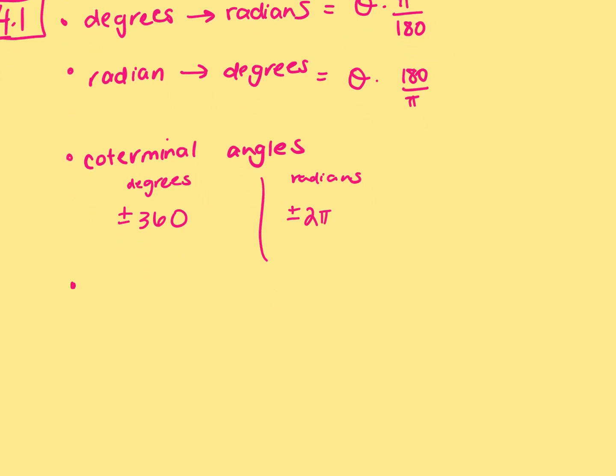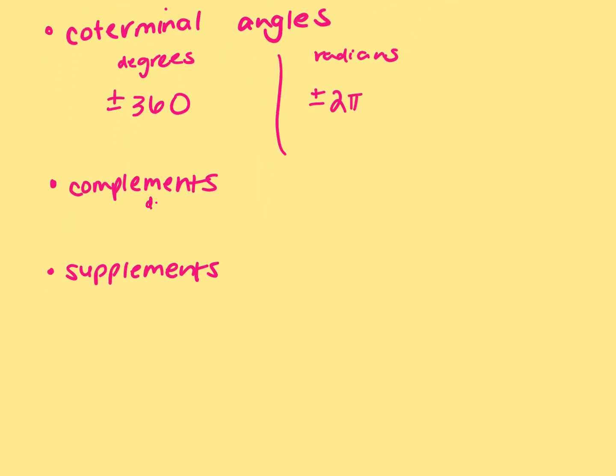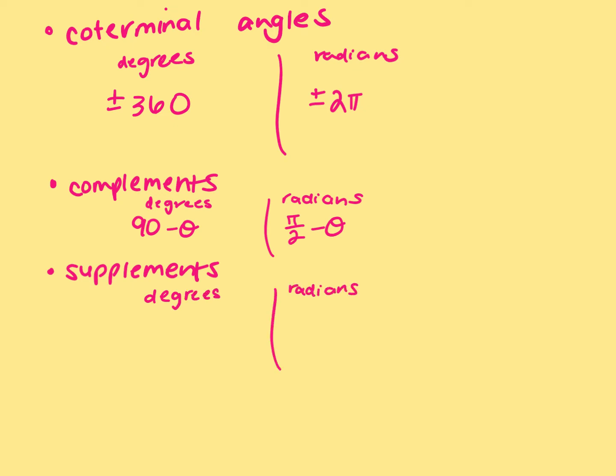Also in this section were complements and supplements. So in degrees, if it's a complement, we do 90 minus theta. If it's in radians, we do pi over 2 minus theta. For supplements, if it's in degrees, we do 180 minus theta. If it's in radians, pi minus theta.